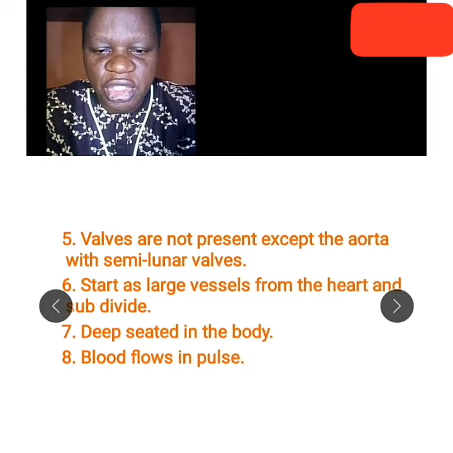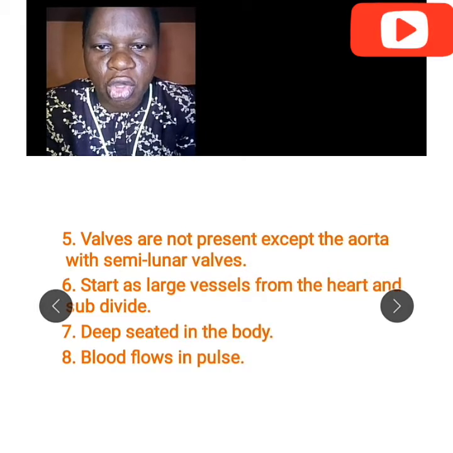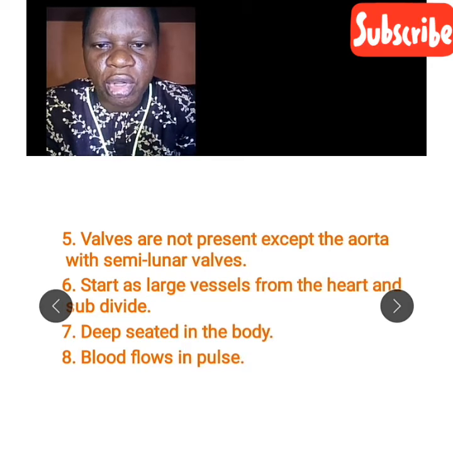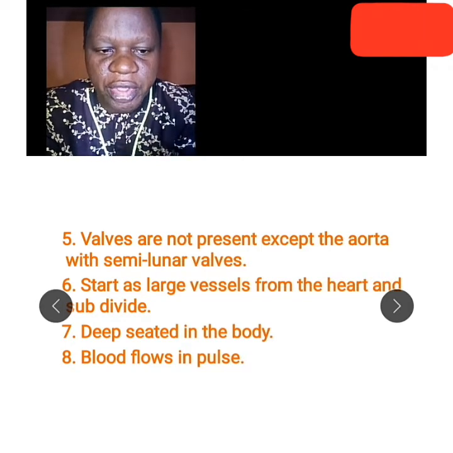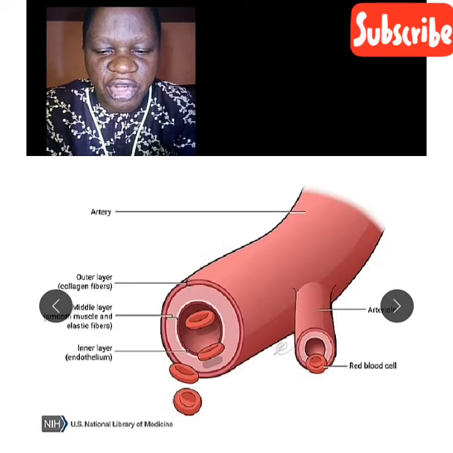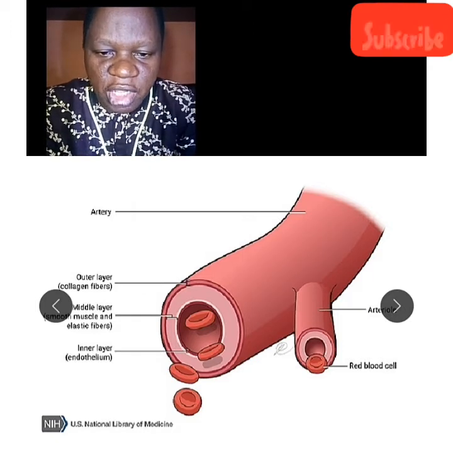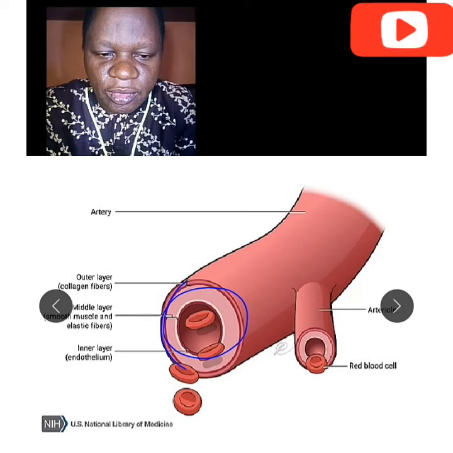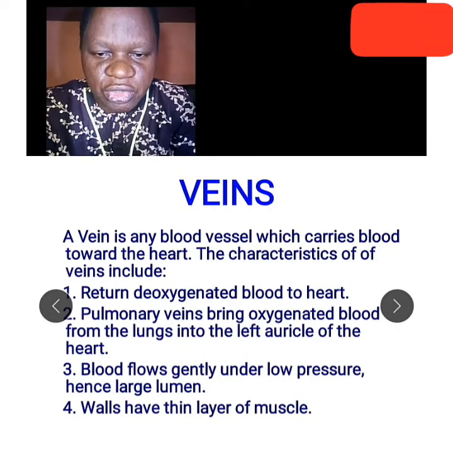Then blood flows in pulse as a result of the fact that the blood flowing in an artery is coming from the heart, and the heart pumps the blood. So that's why the blood coming directly from the heart in the artery flows in pulse. Okay, so here you have the diagram of what an artery looks like, and you can see the lumen is small. Other parts of the artery, I'm still going to come back to this in a while.